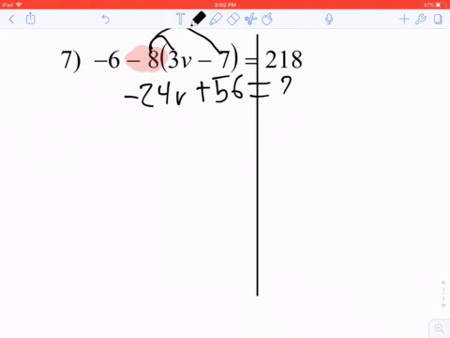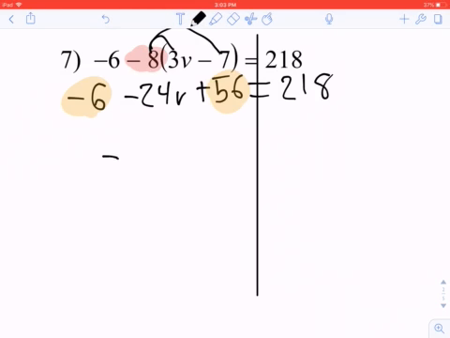We will rewrite all of our other terms, remembering to keep the signs attached to them. I'm now looking for like terms on the same side of the equation that I can combine. In this case, a negative 6 and a positive 56. Our signs are different, so we will subtract and keep the sign of the larger number. 56 minus 6 is 50, and the larger number was positive.